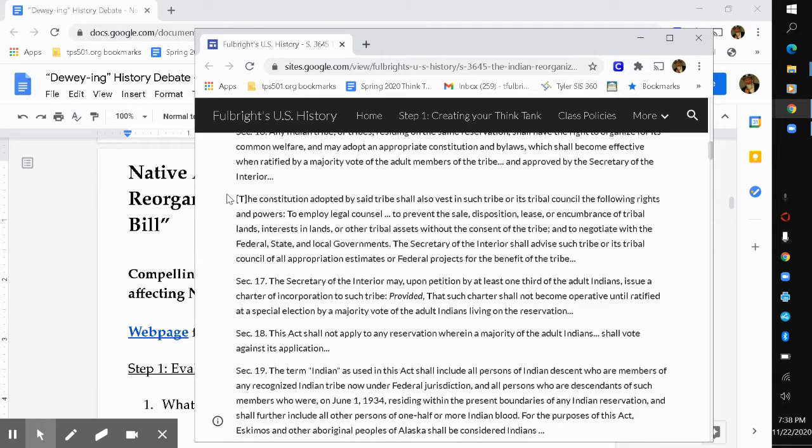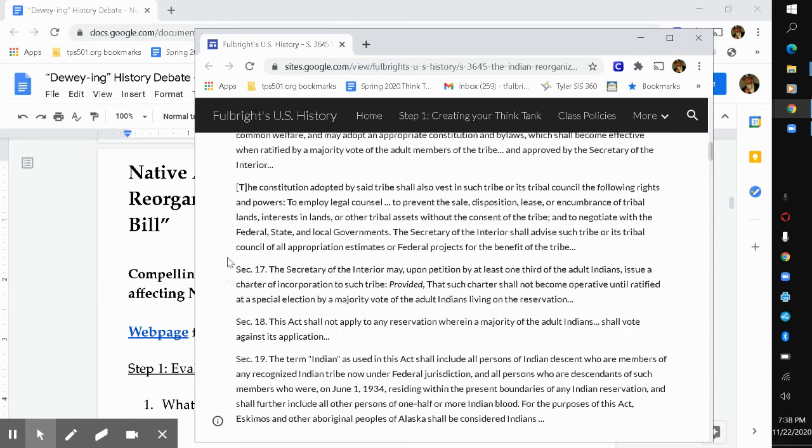The constitution adopted by said tribe shall also vest in such tribe or its tribal council the following rights and powers: to employ legal counsel, to prevent the sale, deposition, lease, or encumbrance of tribal lands, interests in lands, or other tribal assets without the consent of the tribe, and to negotiate with the federal, state, and local governments. Secretary of the Interior shall advise such tribe or its tribal council of all appropriation estimates on federal projects for the benefit of the tribe.